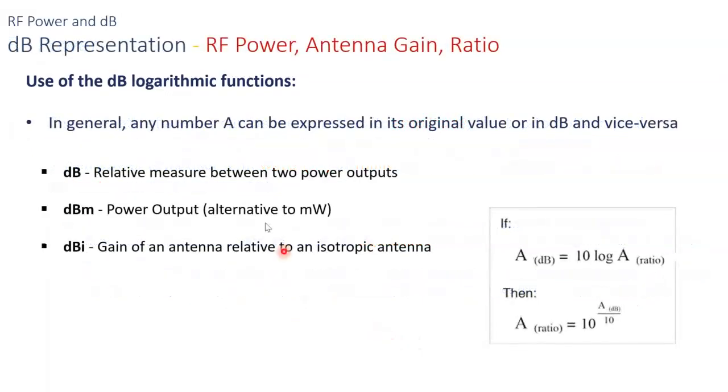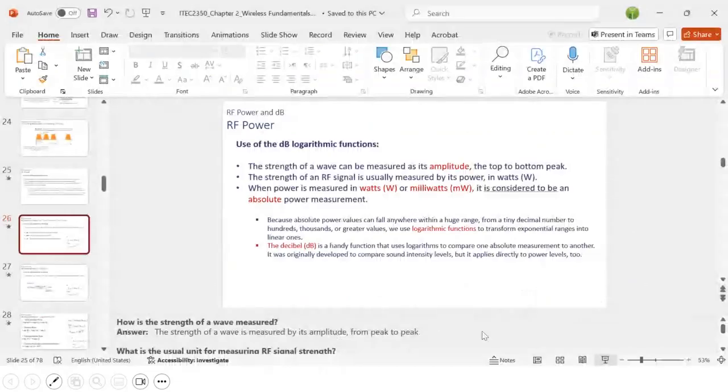Okay, so in general any number A can be expressed in its original value or in dB. Any power P can be expressed in watt or in dB. What is the dB? Decibel is the relative measure between two power outputs. I will give you an example.